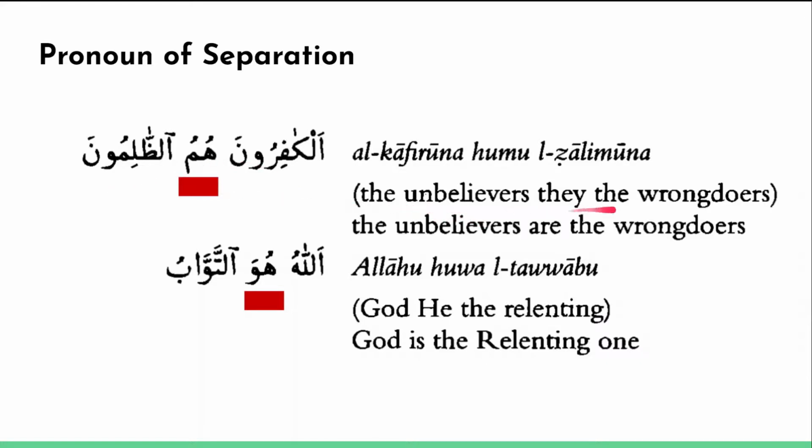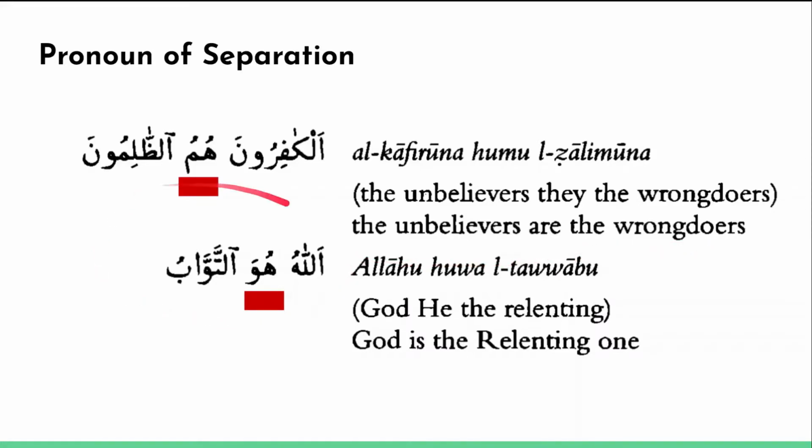If I'm translating this word for word, literally: the unbelievers, they are the wrongdoers. But the way to understand this is how you say in Arabic, the unbelievers are the wrongdoers. Okay, this is how you make that predicate, the wrongdoers, definite.